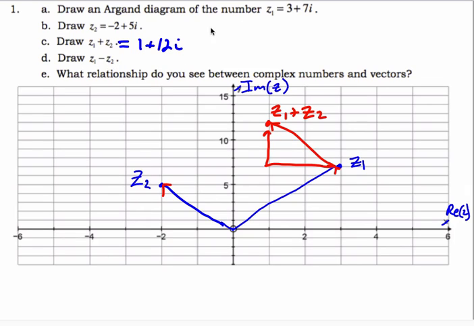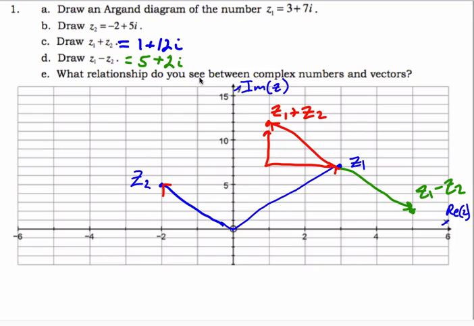Next, we're going to subtract them. So 3 minus negative 2 gives you 5. 7i minus 5i gives you 2i. Okay, so 5 plus 2i is over here. 5 plus 2i. And so notice if we wanted to subtract the complex number z2 from the complex number z1, we can go in the opposite direction of the vector z2 right here, right? So we can just go this way, okay, which is right 2 down 5 instead of left 2 up 5. Okay, so this is the complex number z1 minus z2.